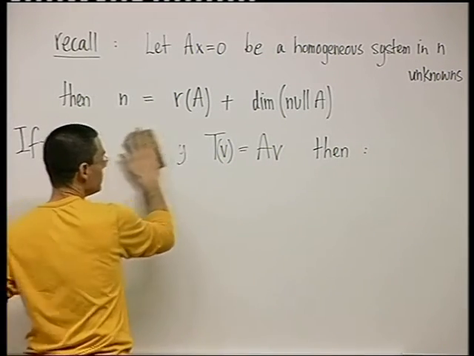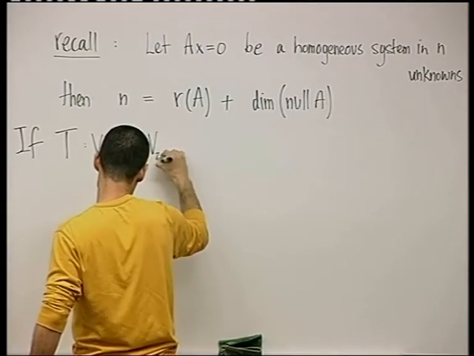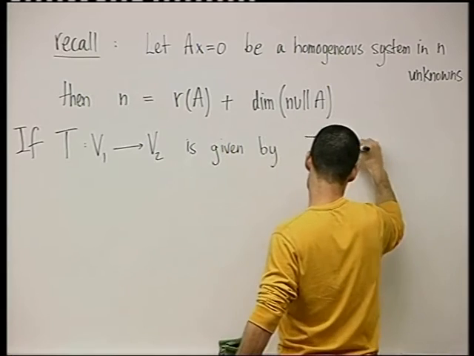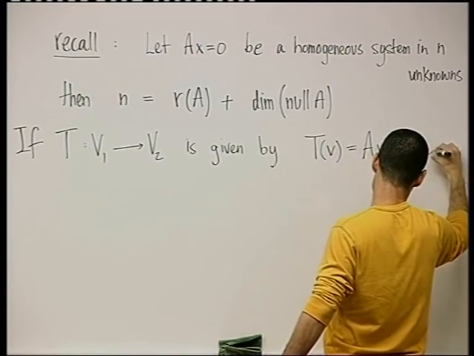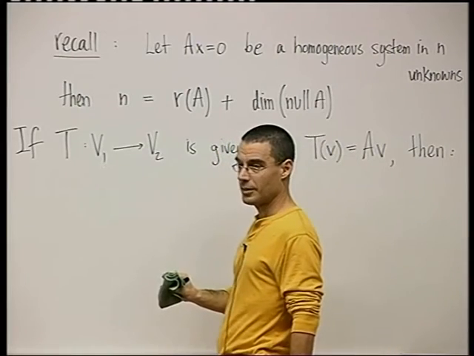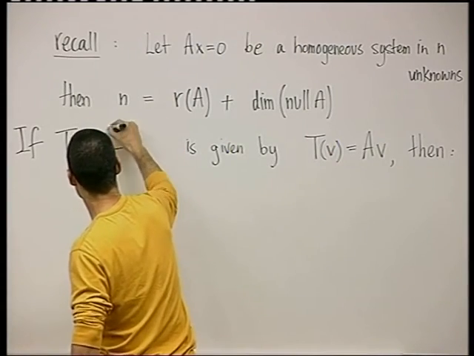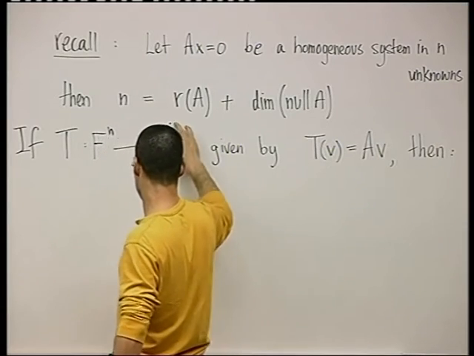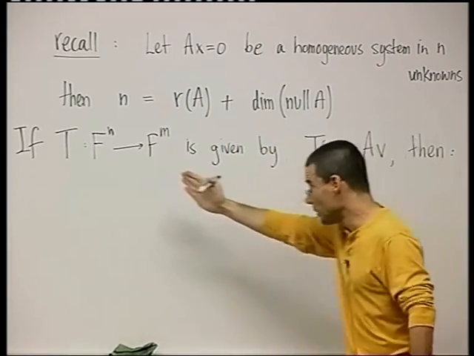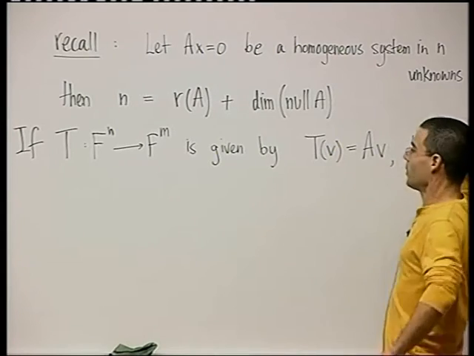If T from V1 to V2 is given by T of V equals AV, then, so n is the dimension, I'm erasing again, sorry. T from Fn to Fm. I want to be precisely in the context of the previous theorem, right? That's the only situation in which I can multiply by a matrix A, right? Okay, good. Sorry, everybody with me?